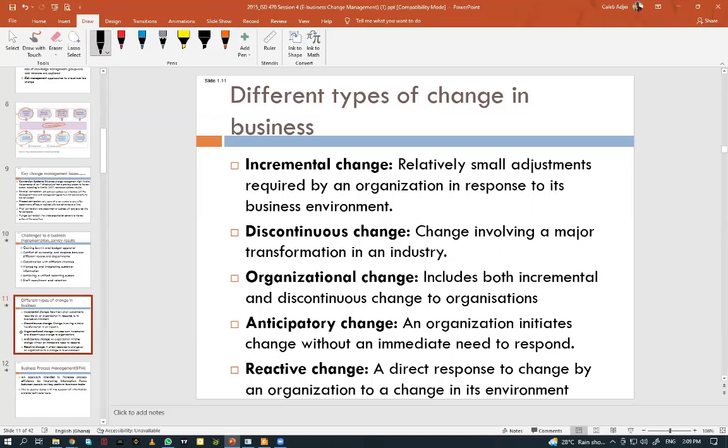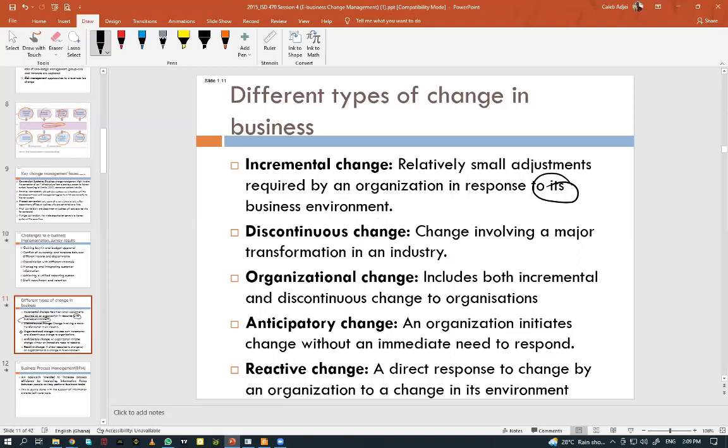So we implement a change on a gradual basis. We don't just say, boom, we are changing. No. So incremental change is a relatively small adjustment required by an organization in response to its business environment. Based on what the environment requires, we implement a change to suit what the business environment requires.